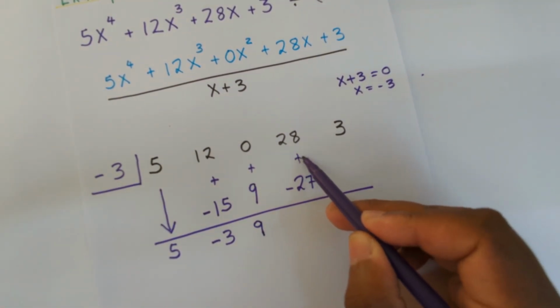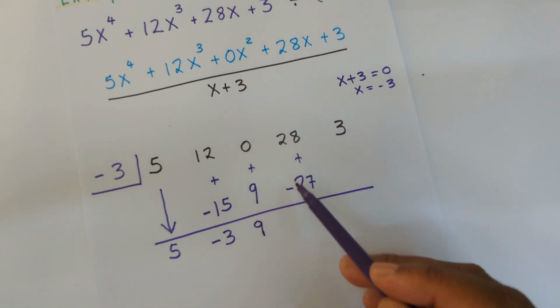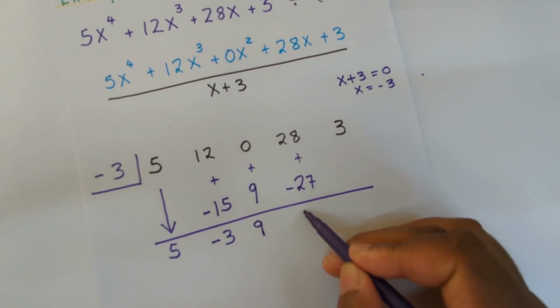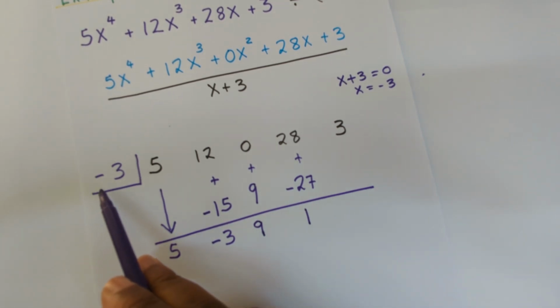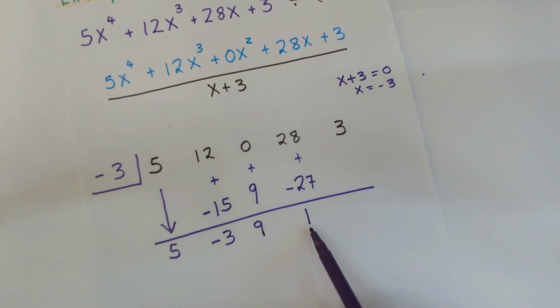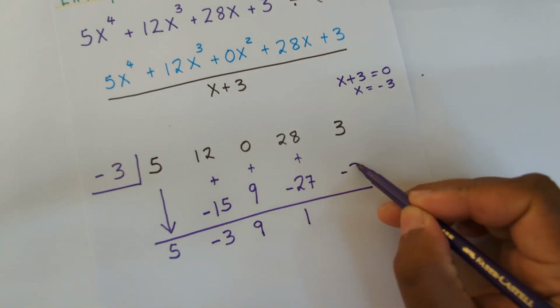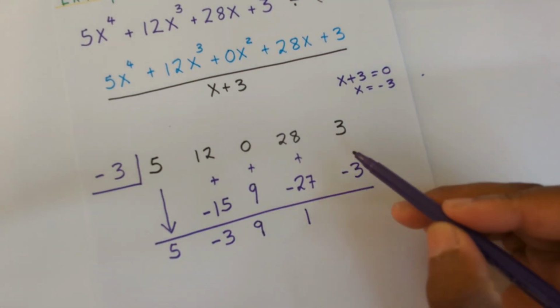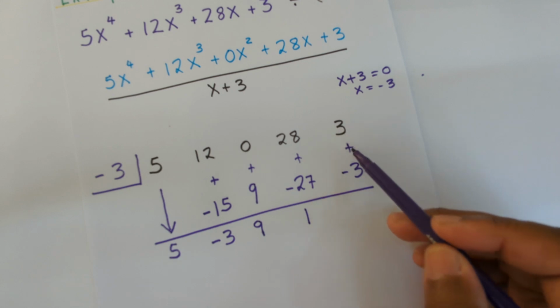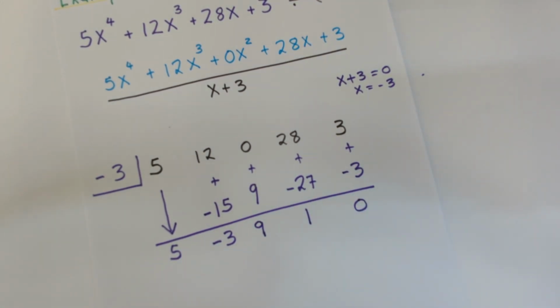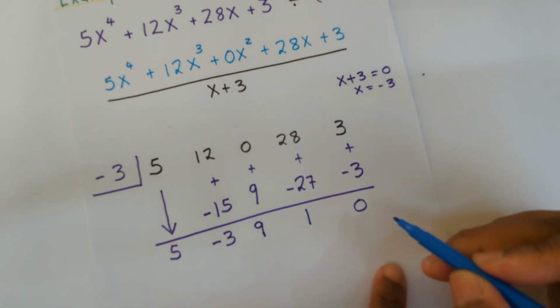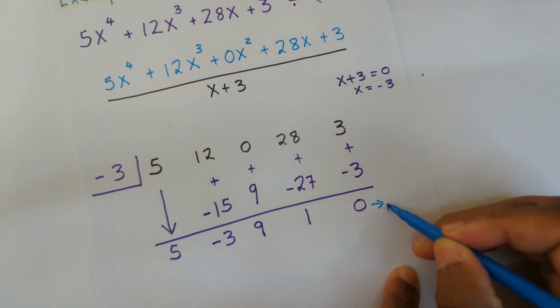And we add 28 plus negative 27, that's a 1. And then we multiply negative 3 multiplied by 1, that's a negative 3. And add 3 plus negative 3, that's a 0. So this 0 is our remainder.